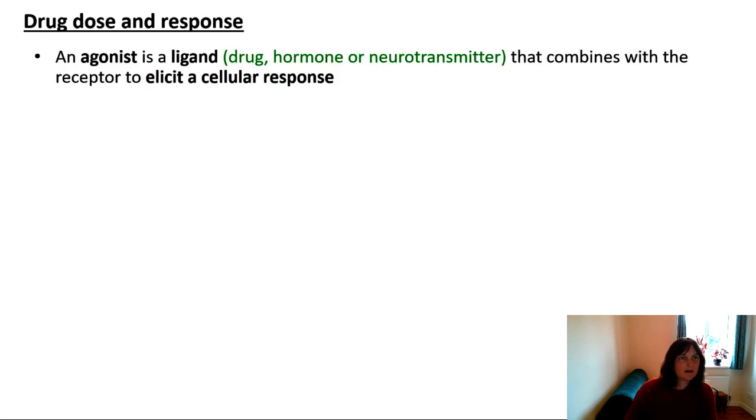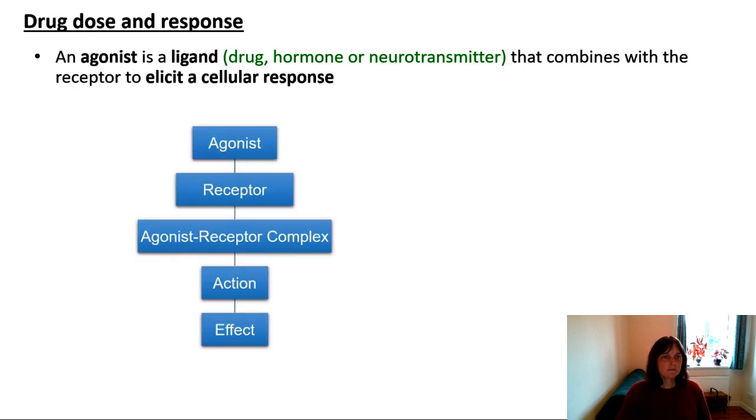Now, I want to think about what happens when an agonist, so an agonist drug, binds to a receptor. So an agonist is a ligand, and that might be the drug that you're giving, or it could be an endogenous hormone, an endogenous neurotransmitter. So an agonist is a ligand that combines with a receptor to elicit a cellular response. And I've represented that in this diagram here, in this schematic here. And I'll be using this diagram throughout this lecture to illustrate some of the things we will be covering, efficacy, affinity, etc.